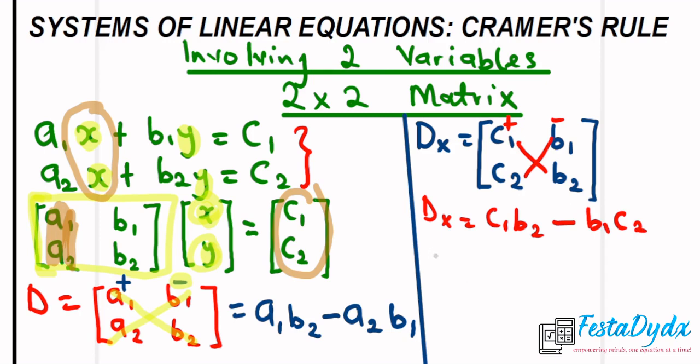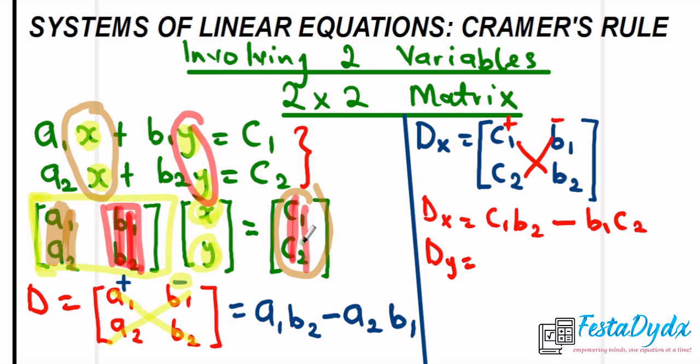Now let's look for the determinant of y. The determinant of the coefficient of y is dy. Let's come back to the equation. Here we'll see that the coefficient of y is B1, B2. So we are going to replace B1 and B2 with C1, C2, just like we did with A1 and A2. Now we are working with the coefficient of y, which is B1, B2, so I'm going to remove B1, B2 and replace it with C1, C2.